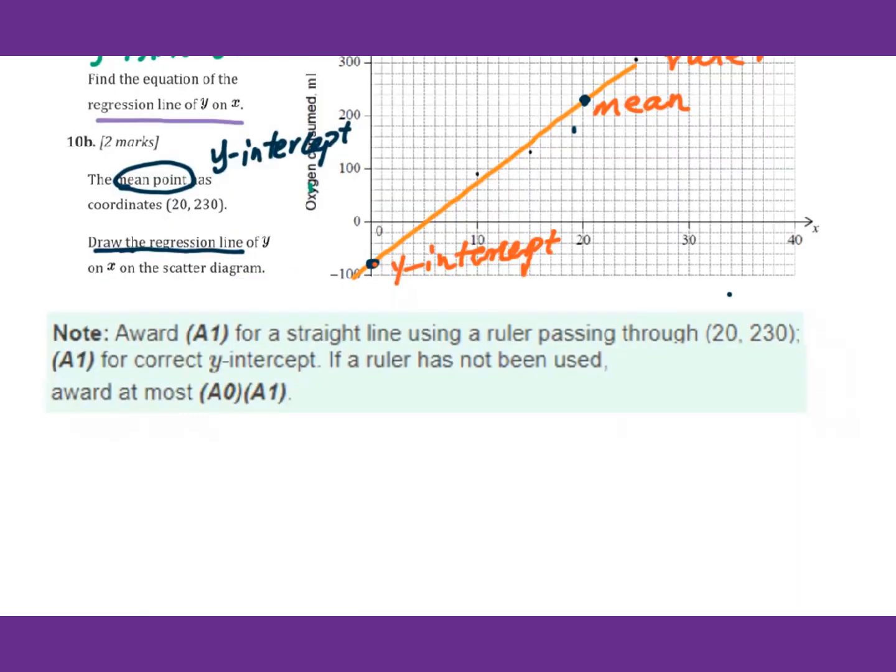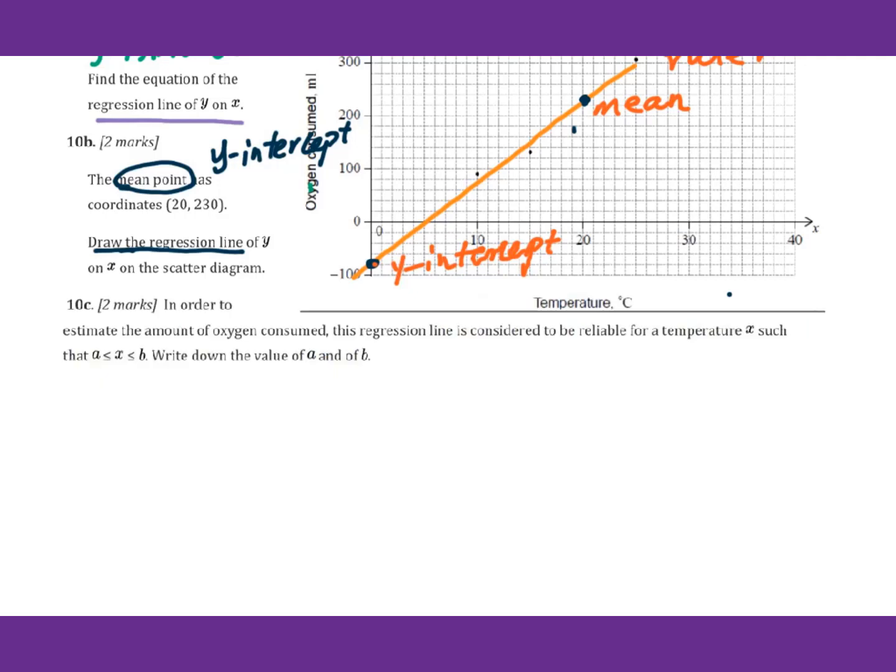This is the rule for grading the regression line. You have to pass through the mean point, and also you have to get the correct y-intercept so that you can get the full credit for drawing the regression line. Let's go to 10C.